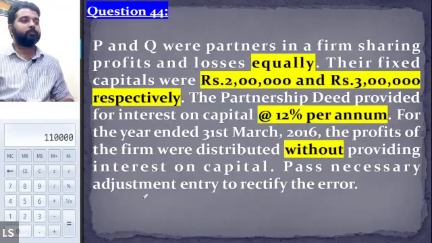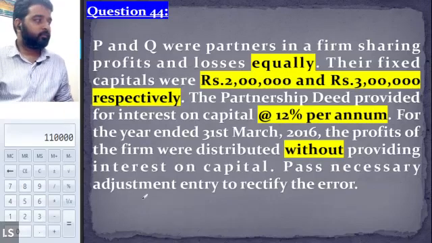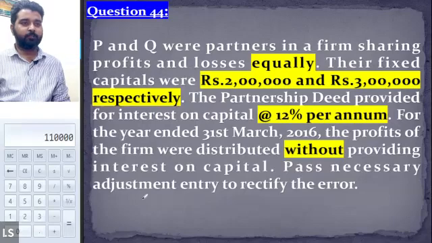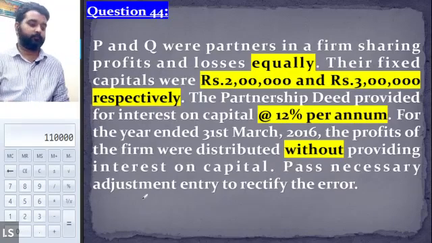Question number 44. Question 44 is saying that P and Q are partners in a firm sharing the profit and losses equally. Their capitals were 2 lakhs and 3 lakhs respectively. The partnership deed provided for interest on capital at the rate of 12% per annum. For the year ended 31st of March 2016, the profits of the firm were distributed without providing interest on capital. Pass the necessary adjustment entry to rectify the error.